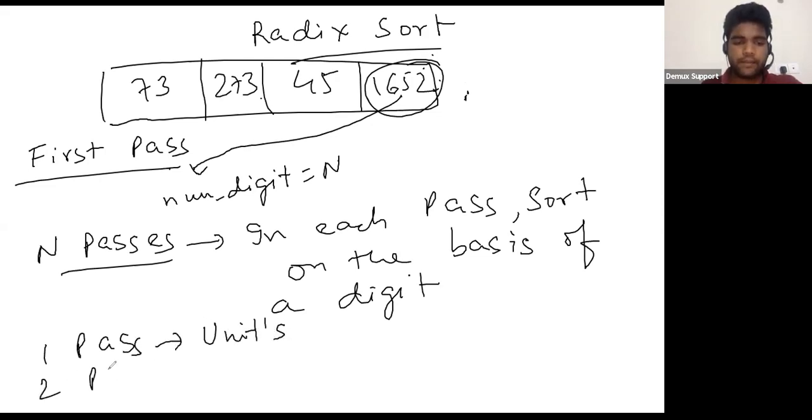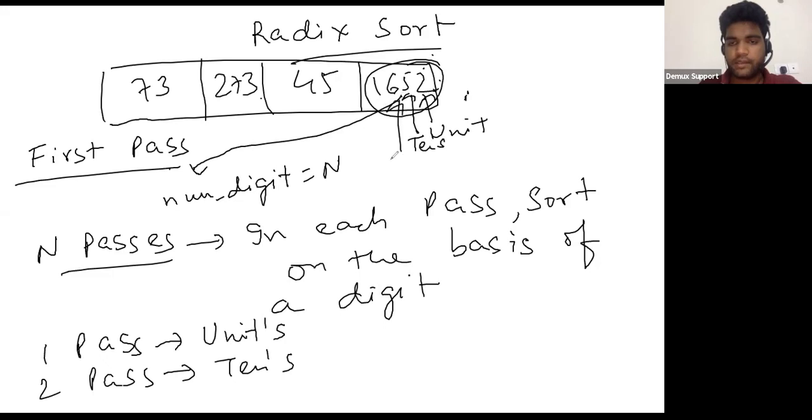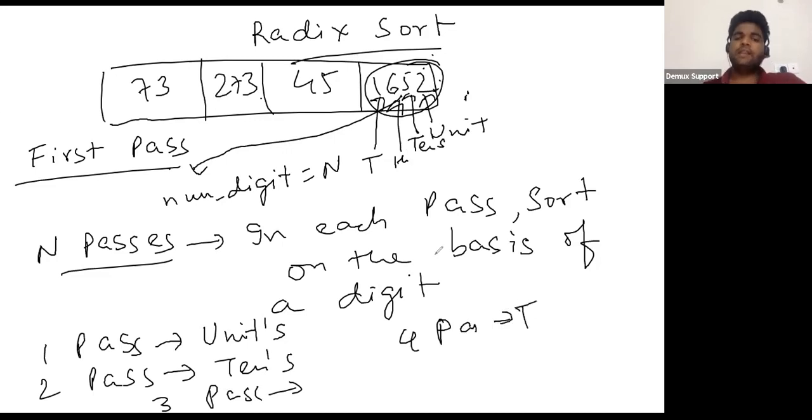Then in the second pass, you will sort on the basis of tens place. So this is units place, for people who forgot. This is tens place, this is hundreds place, and this is thousands place. In the third pass, you will sort on the basis of hundreds, and in the fourth pass, you will sort on the basis of thousands. So that's basically the algorithm.